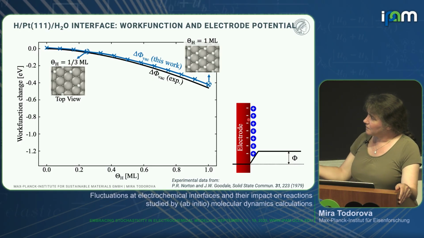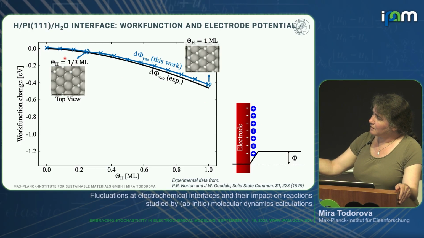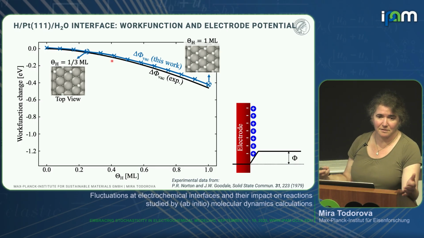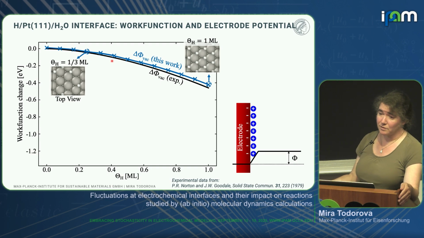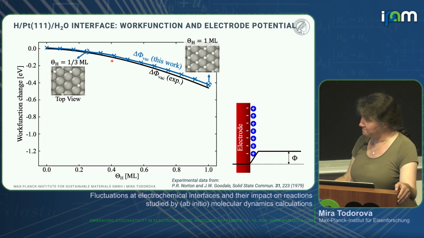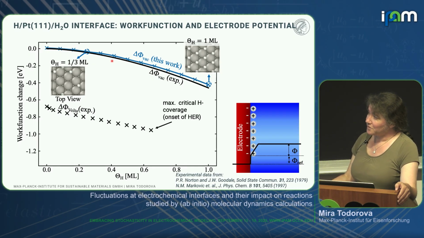And when we do calculations for vacuum, and I aligned here at the work function of pristine platinum, we see that we have a decrease in the work function as we increase the hydrogen coverage. And not very astonishingly, this is very close to what we know from experiment. And we know that we can typically describe this property very well using density functional theory, even with standard functionals. Now, what happens when we put water in there?